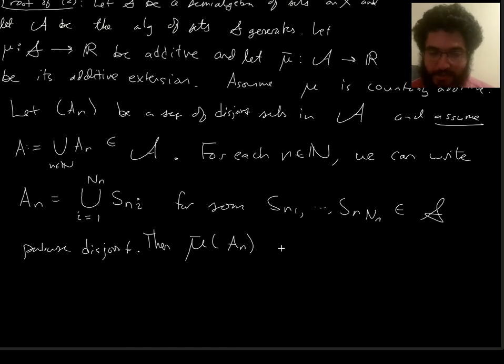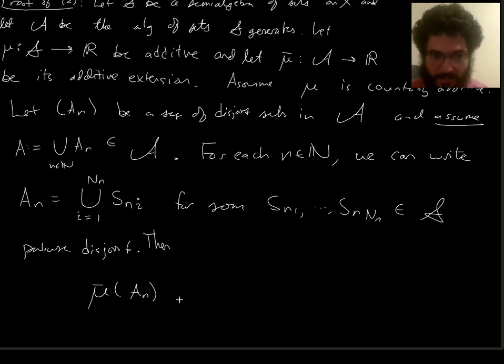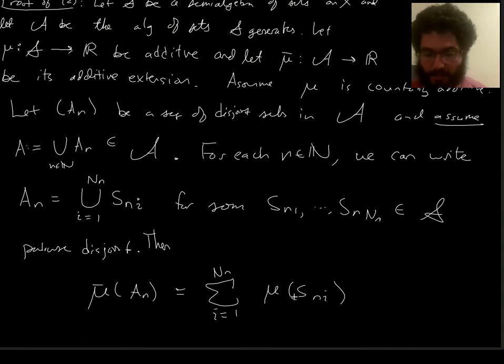Right, so let's just say it so that we have it. Then mu bar of AN is going to be the sum from i equals 1 to big N sub n of mu of the SNIs. I can say mu here since these are in S. So you can say this is using the definition of mu bar, or using the additivity of mu bar and the fact that mu bar extends mu.